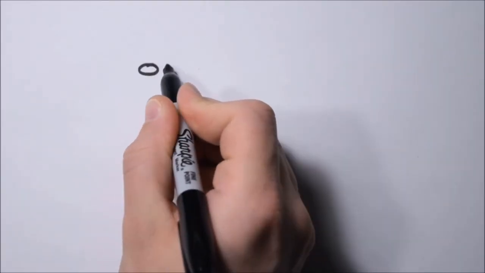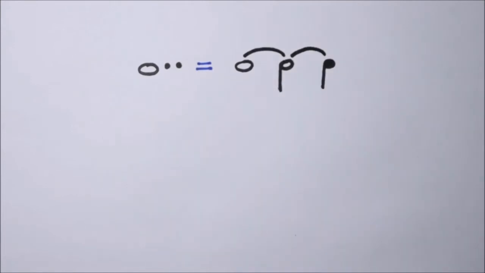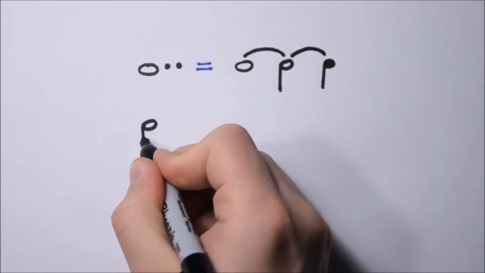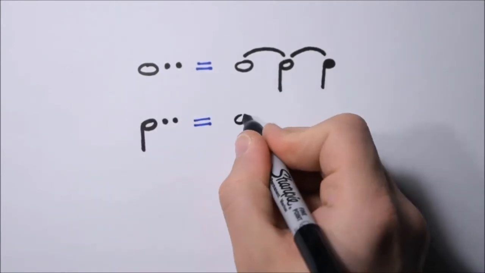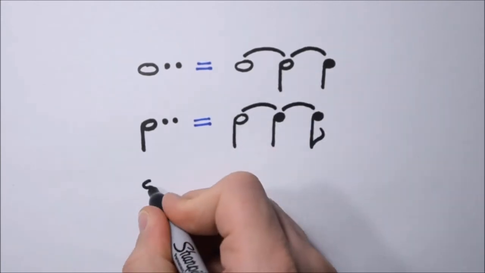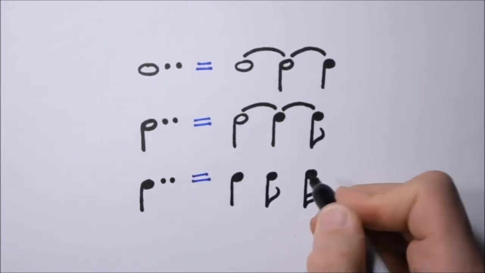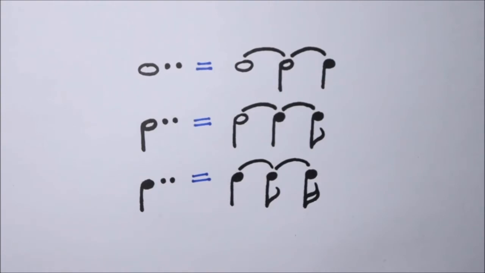This principle allows us to create even more time values by adding two dots to a note. The second dot will add half the weight of the dot right before it. For instance, a double dotted whole note is equivalent to a whole note tied to a half note tied to a quarter note. A double dotted half note is equal to a half note tied to a quarter note tied to an eighth note. A double dotted quarter note is equal to a quarter note tied to an eighth note tied to a 16th note, and so on.